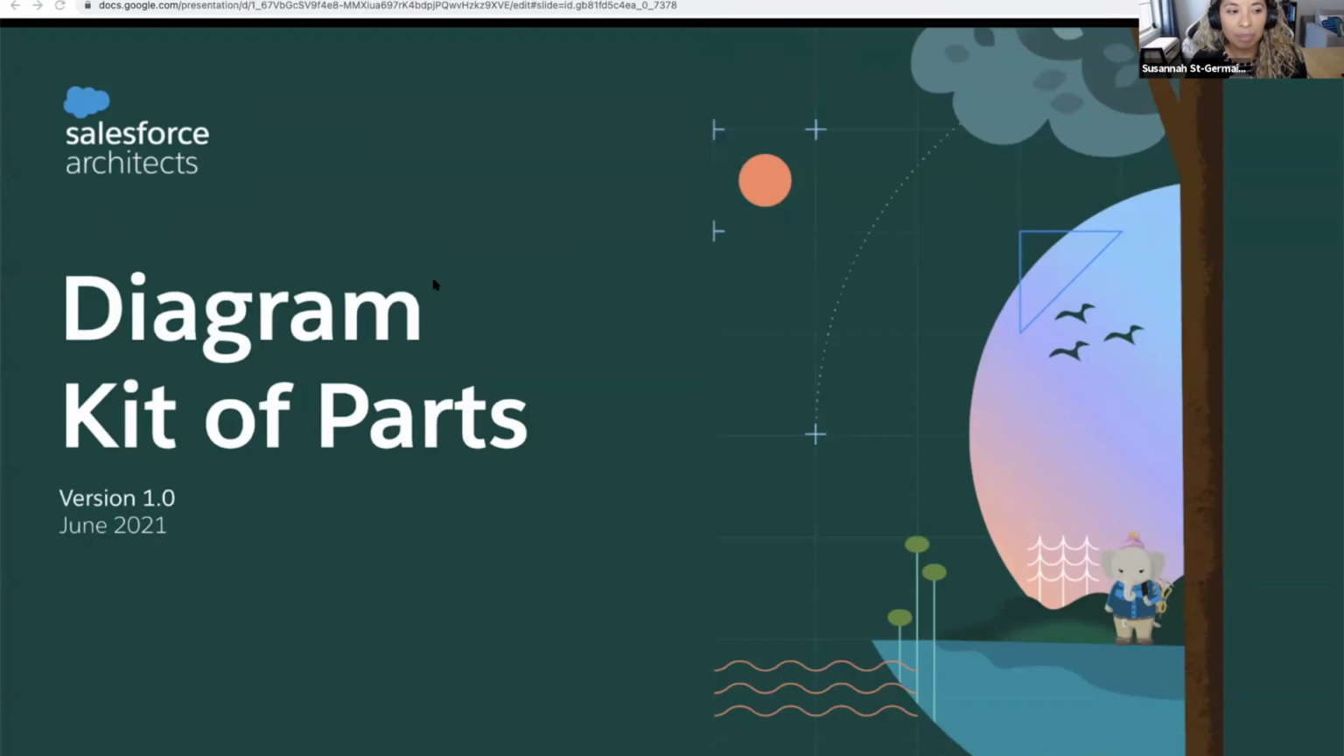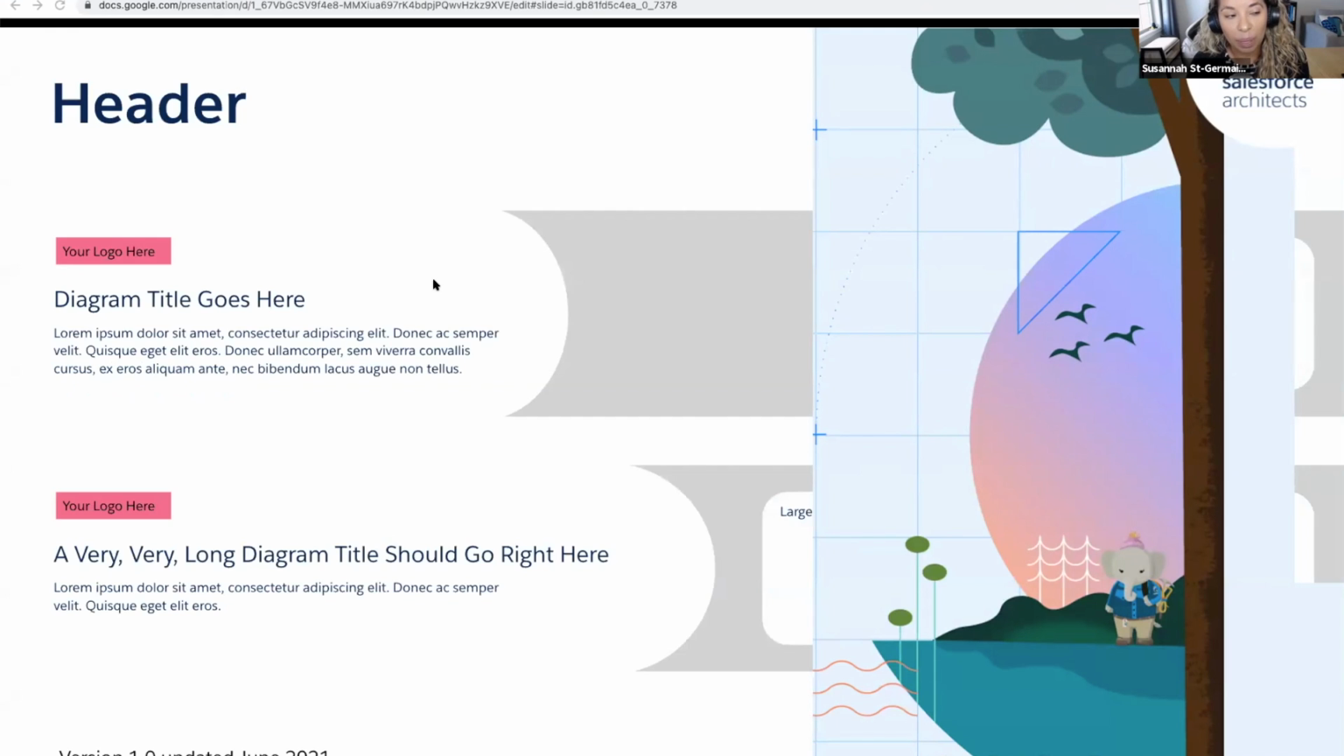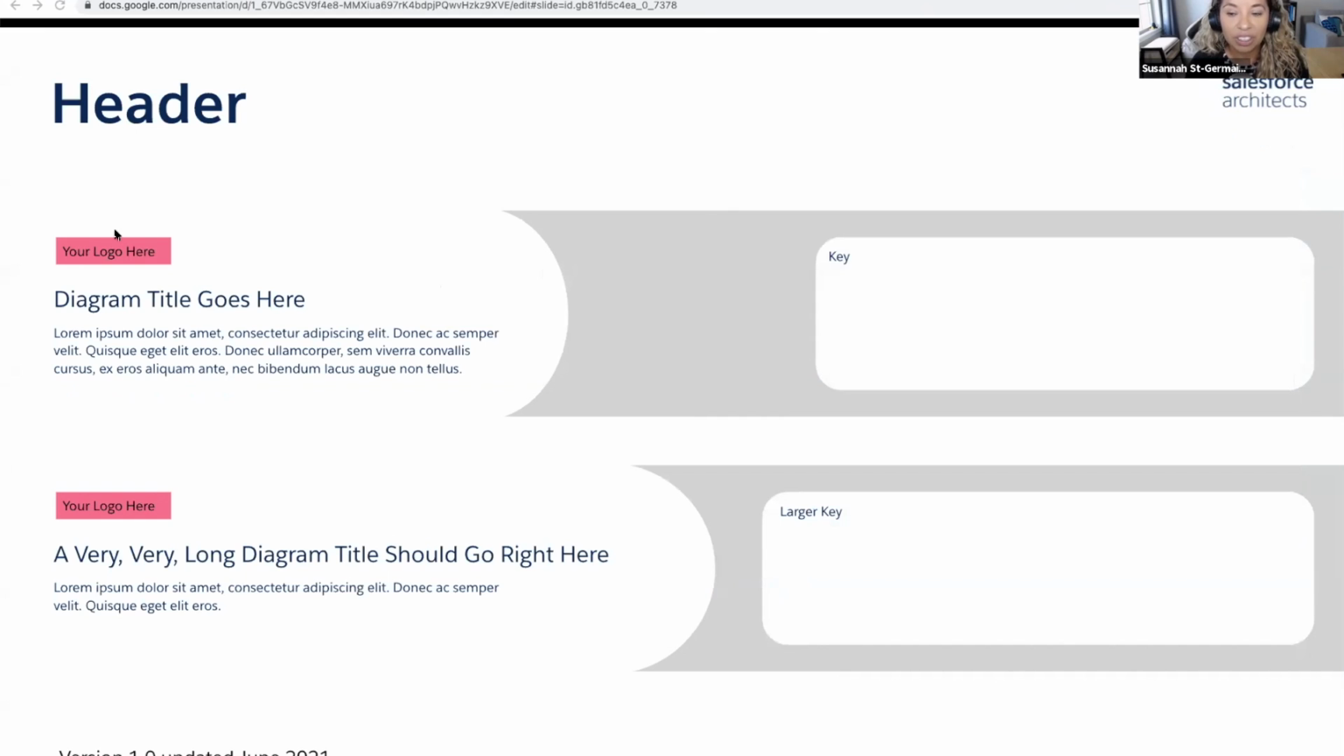The first part of the kit of parts is the header. So this is not the most unobvious thing, but it's an important piece of all diagrams that you should be creating, is this consistent header. Let's take a look at what the header is comprised of. So your header, as you can see, has a space for your logo. So up here, there's a space for your logo. There's also a diagram title.